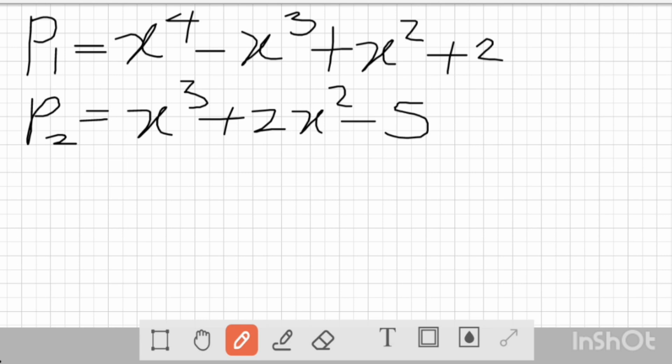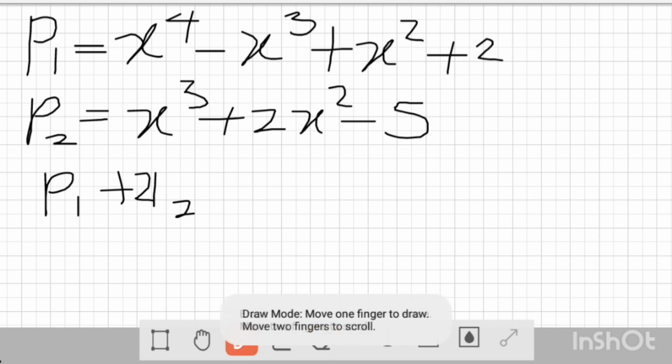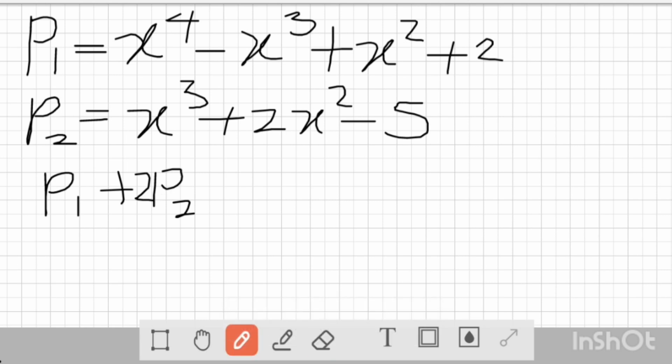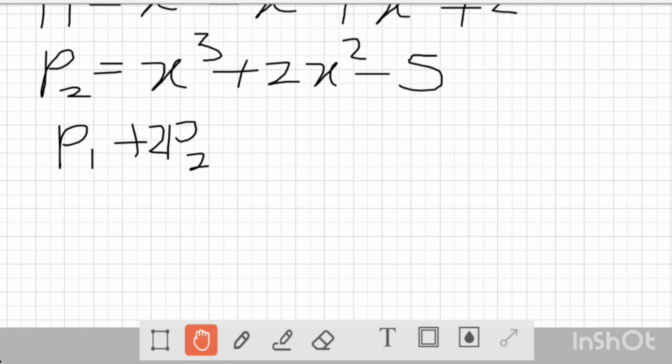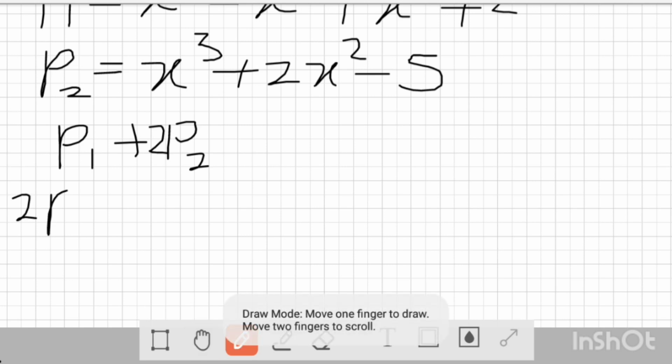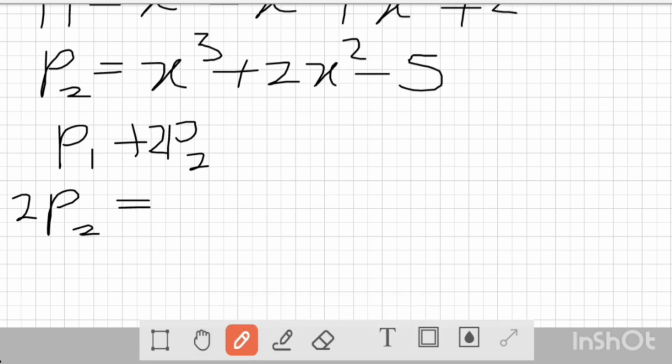So if we are asked to add the polynomial P1 and 2P2, for instance, you have P1 plus 2P2. You're asked to add these polynomials. How do we do it? Actually, it is simple to add this kind of polynomial. The first thing we do is to multiply polynomial P2 by 2, because as it is stated, we have 2P2, which means we have to multiply the polynomial P2 by 2.